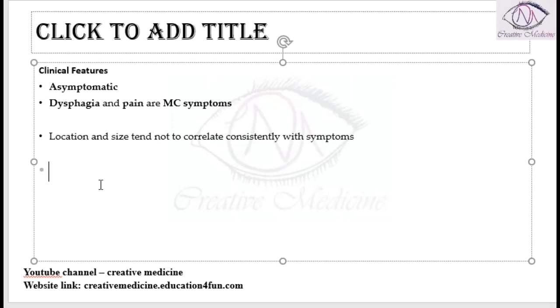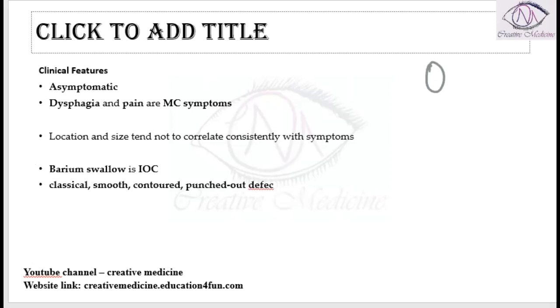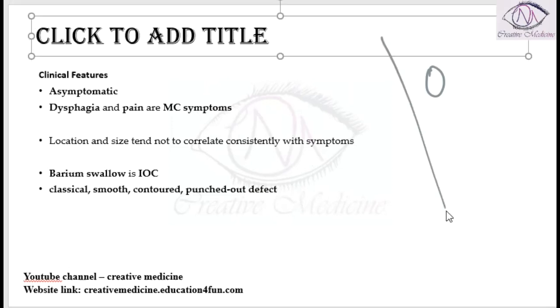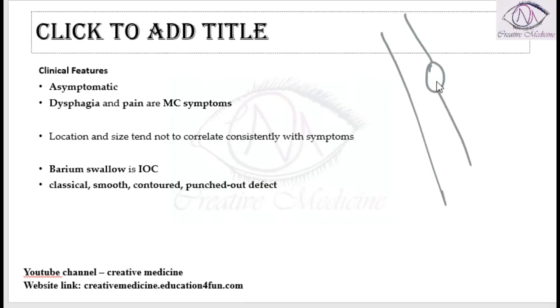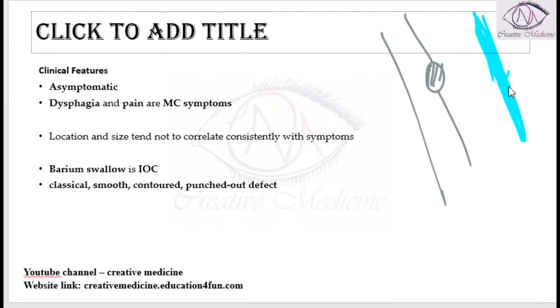And what is the investigation of choice? Barium swallow is the investigation of choice for leiomyoma, where we see classical smooth punched out lesions. Like for example, if this is the esophagus and this is the leiomyoma which is present, now when you do a barium swallow, you will see a punched out lesion which is something like this. You will see a defect.